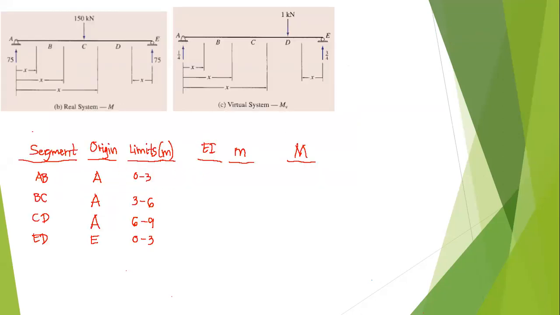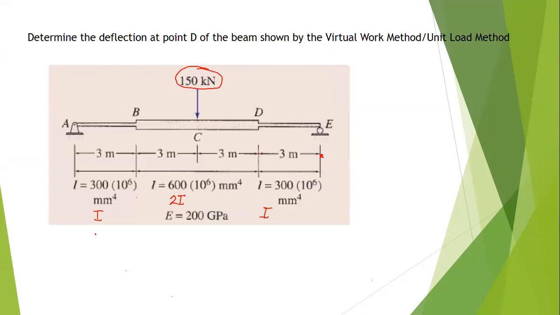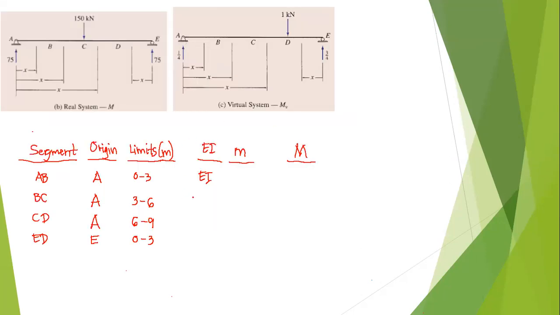And for EI, as we have noted earlier, we only have EI for AB and DE, whereas for BC and CD, we have 2I. So for segment BC, we have 2 EI. For segment CD, we have 2 EI. And for segment ED, we only have EI.